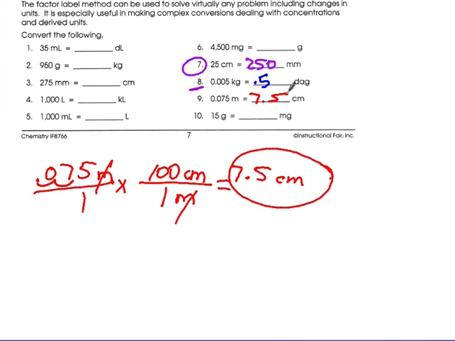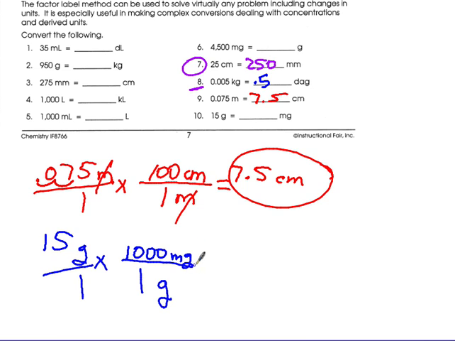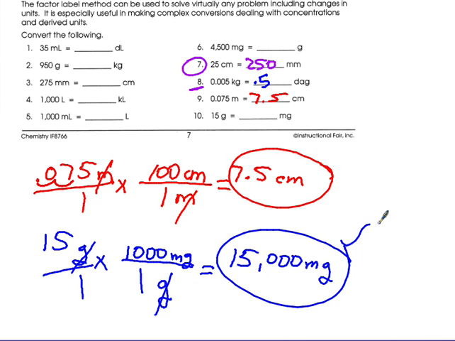And then the last one, which would be 15 grams. Grams, again, is my base unit, so that makes it a lot easier. I know that for every 1 gram, I have 1,000 milligrams. So the grams cancel, and it would just be 15,000 milligrams. This one is big in medicine. A lot of the medicines are given in milligrams, so that would be one that you should probably memorize.